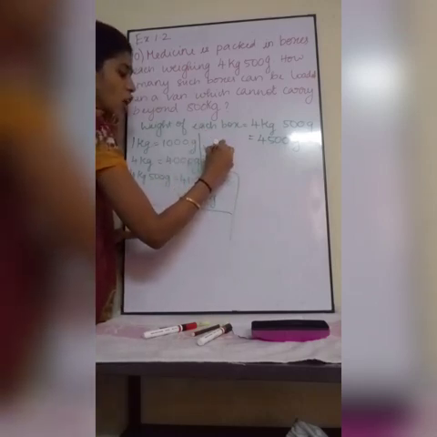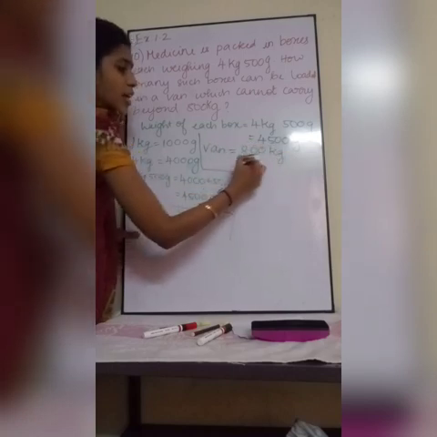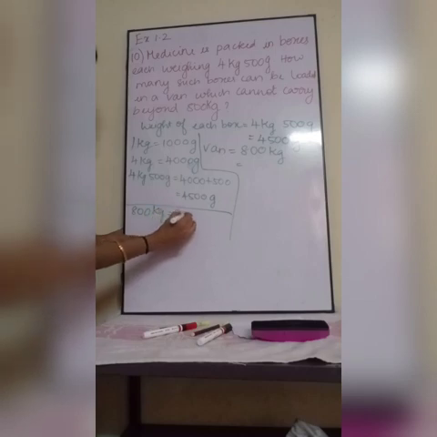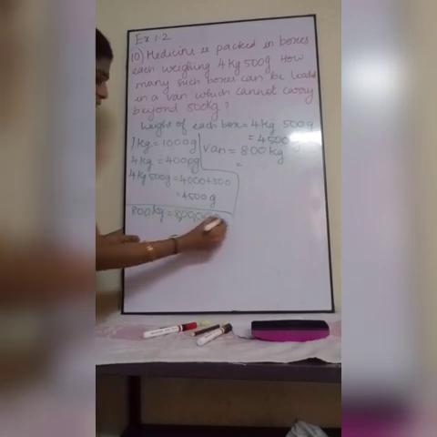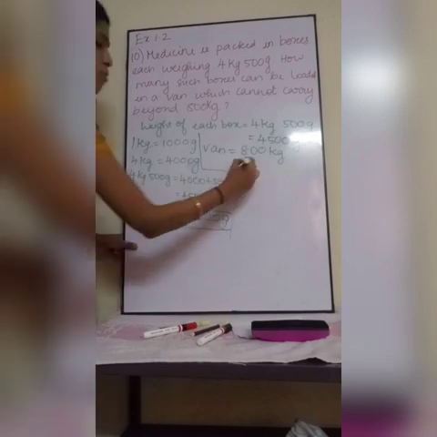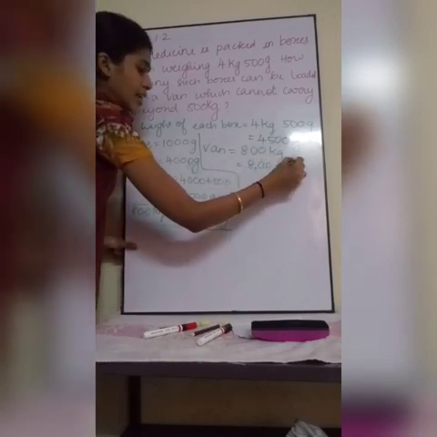The van can accommodate how much? 800 kilogram. So can we convert this also into grams? 1 kg is 1000 gram, so 800 kg means 800,000, so 8 lakh gram. So this will become 8 lakh gram.